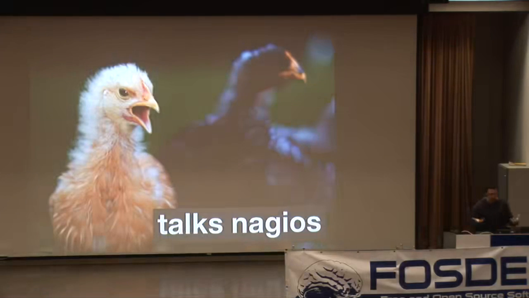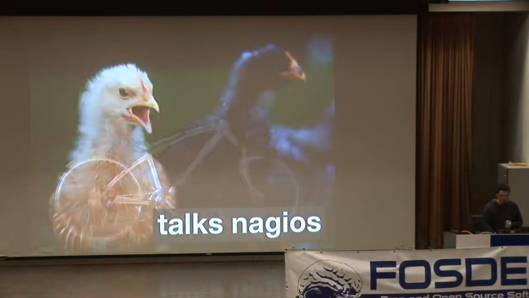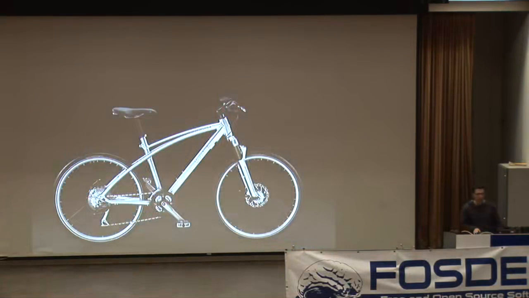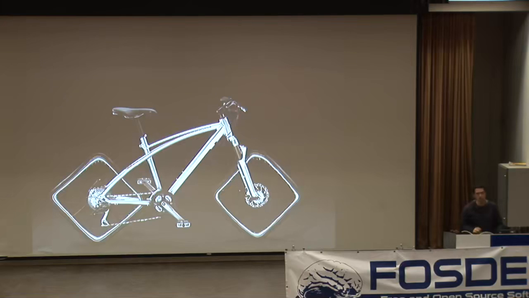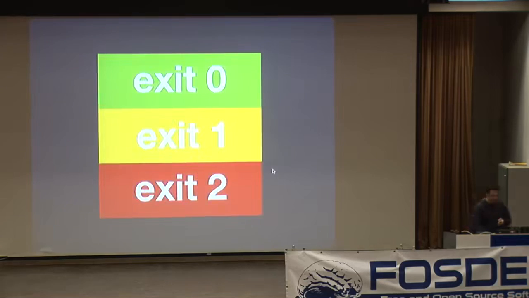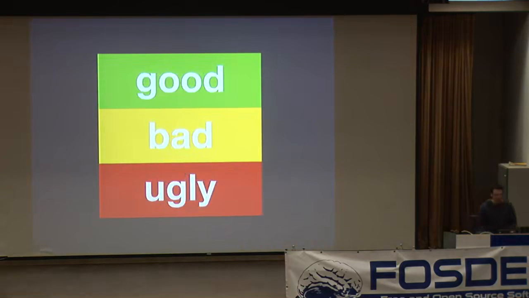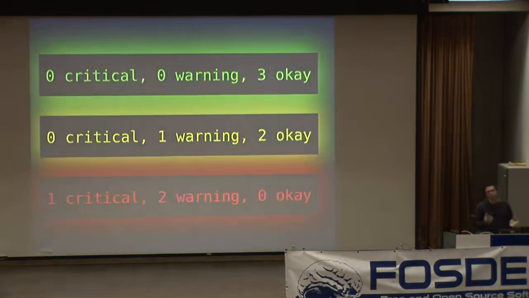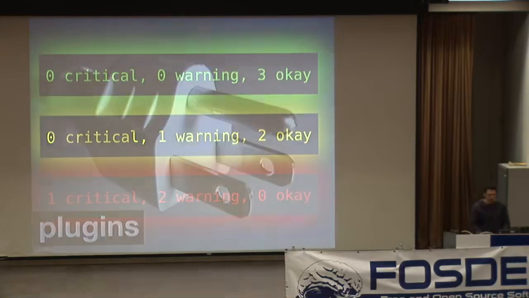So the next important thing about Flapjack is that it talks the Nagios plugin format, and this is really important for a couple of reasons. Mainly because there's not a lot of point in reinventing the wheel because you're just going to do it wrong. The fantastic thing about Nagios and the Nagios plugin format is that it provides a formal interface for writing plugins and consumers. So the interface being exit 0, exit 1, or exit 2 translates to good, bad, or ugly, and you can provide extra information in there as well with the extra reporting stuff.